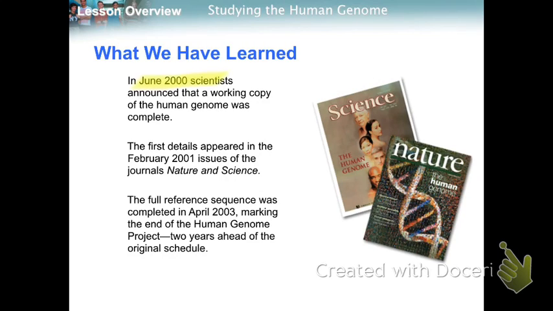In June 2000, scientists announced that the human genome sequence was complete. First details appeared in February 2001. The full reference sequence was completed in April 2003, which was the end of the Human Genome Project, 2 years ahead of schedule.